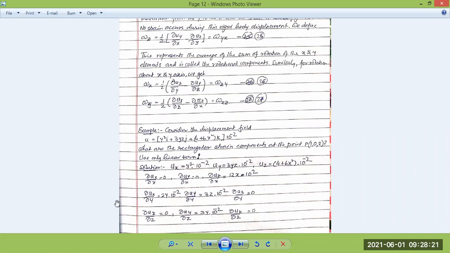Similarly, delta ux by delta y is equal to 2y into 10 to the power minus 2, because here it is y square. So the differentiation is equal to 2y and it is multiplied by 10 to the power minus 2. Delta uy by delta y, here it is 3z. If I differentiate this quantity with respect to y, this will become 3 into z multiplied by 10 to the power minus 2. And if we differentiate in terms of z, here there is no z term in this equation, so this is all constant for z itself. So delta uz by delta z is equal to 0 itself.